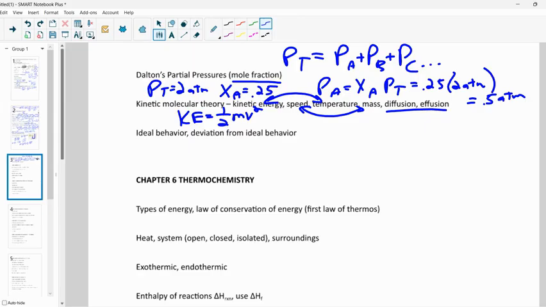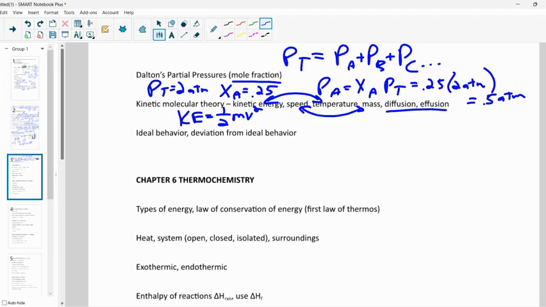Ideal behavior. What does it mean to be ideal behavior? It just means that it behaves according to the ideal gas law. No, there are no ideal gases, but there are gases that behave ideally under certain conditions. When we say deviate from ideal behavior, that means I would plug in a bunch of values to PV equals nRT, I would get a measurement, and the measurement and my calculation don't mesh. I'm starting to deviate away from what I should get.